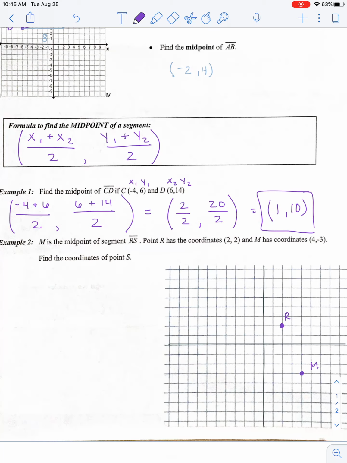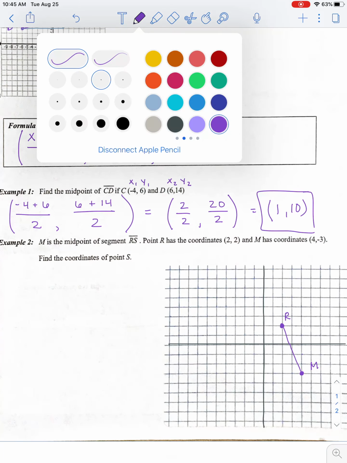Our goal is to find S. So let's think about this. It says that M is the midpoint. So right here is our midpoint. All right, there's our first endpoint R. Okay, so we know from here to here, that is part of our segment, is half of it. We need to figure out where S would be. Now, if M is the midpoint, that's the halfway part, S is going to continue on further down this graph because it has to keep going that way.